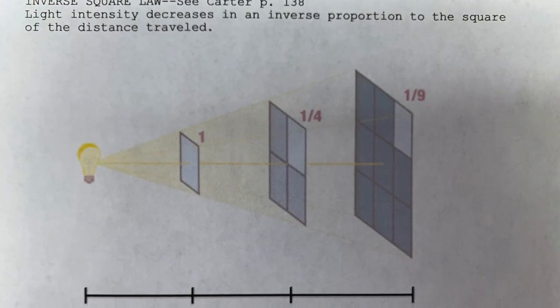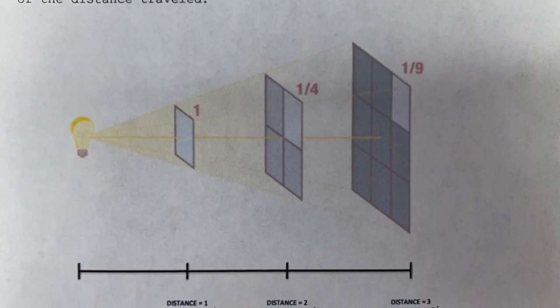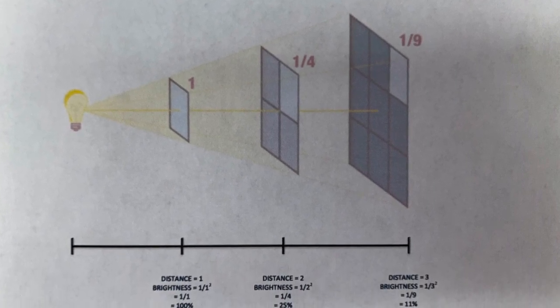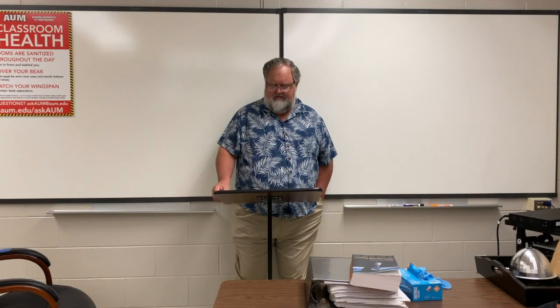The inverse square law states that for every foot traveled, the light intensity decreases at an inverse square to the distance traveled. Now, what in the world did I just say? Light intensity decreases at an inverse square to the distance traveled. Now, that's the law. I'll say it one more time just so you can write it in your notes. Light intensity decreases at an inverse square. In other words, you take the 1 and put it on top, the numerator, and the denominator is the distance traveled squared.